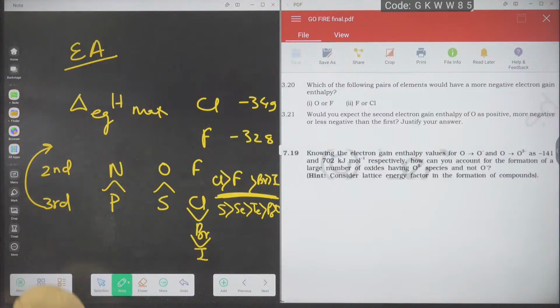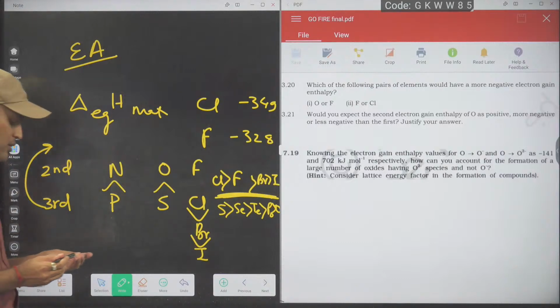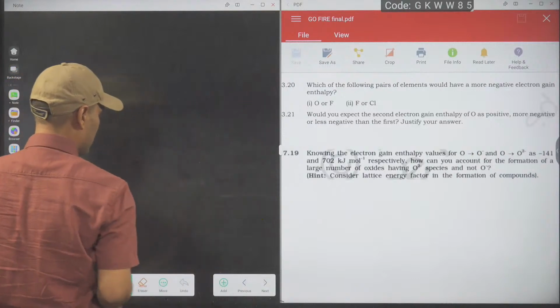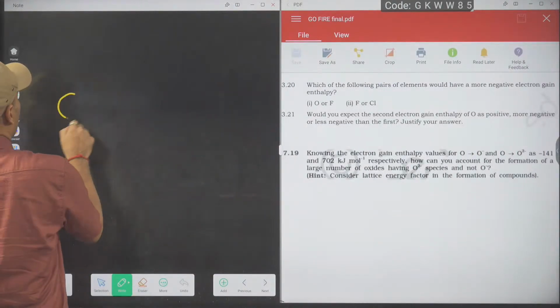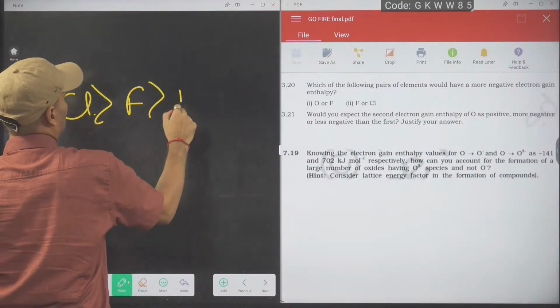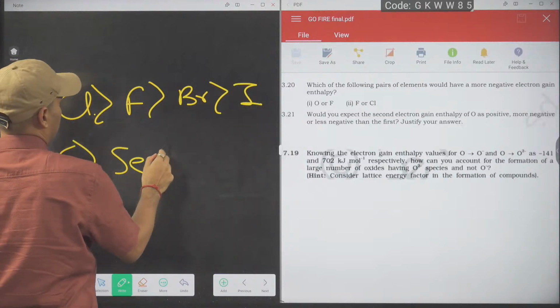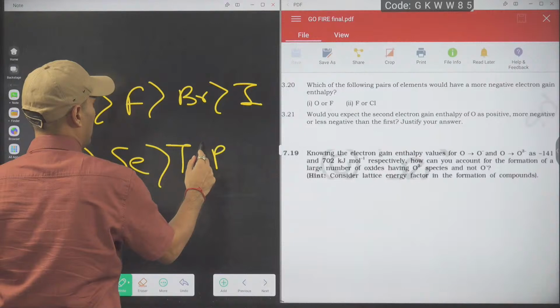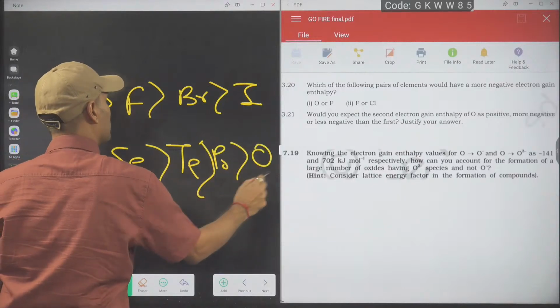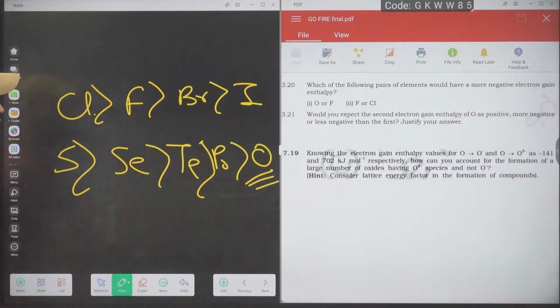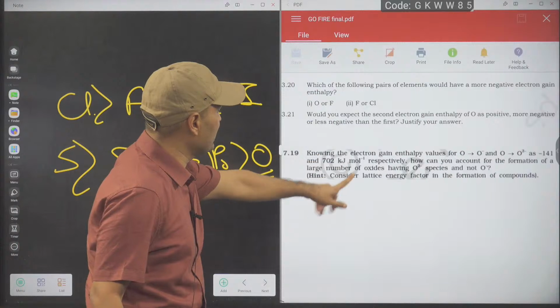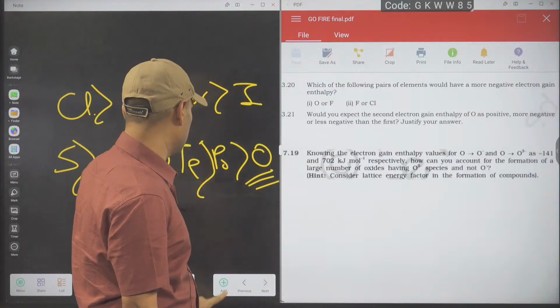Look, these two things everyone should remember, very very important: chlorine, fluorine, bromine, iodine; sulfur, selenium, tellurium, polonium, and then there is oxygen. Oxygen is last. So all these questions can be solved on this basis.